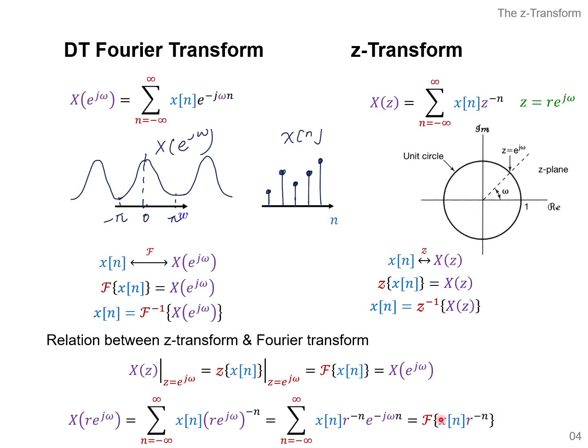If we use x of n times r to the minus n and take its Fourier transform, it becomes x of z. The z transform adds more flexibility because it uses both the magnitude r and the angle omega.